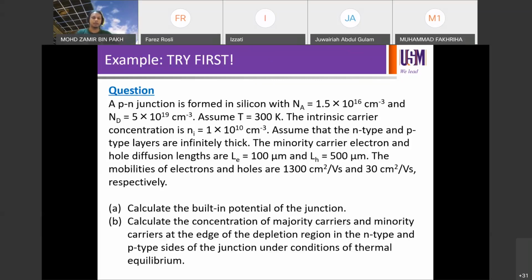What does it mean? P and N-type layers are infinitely thick. What does it mean? What can you relate this with?